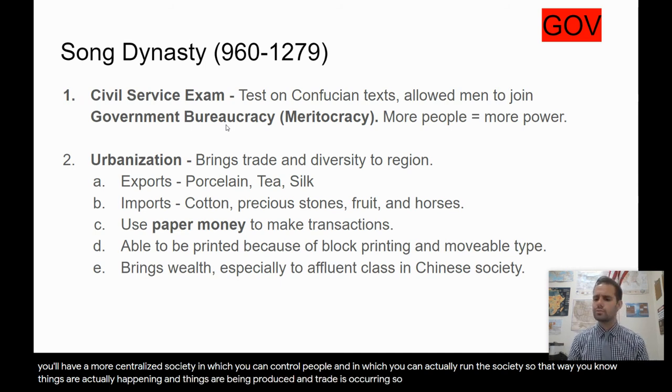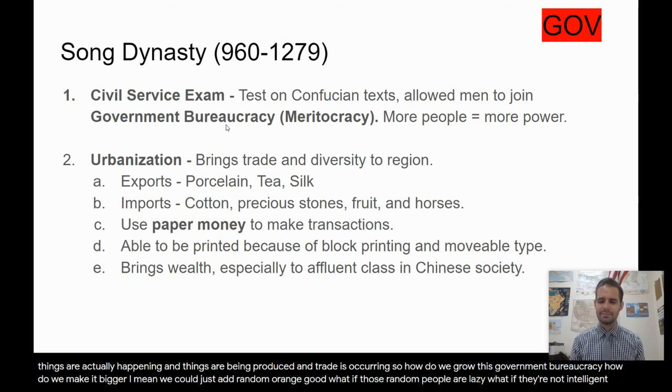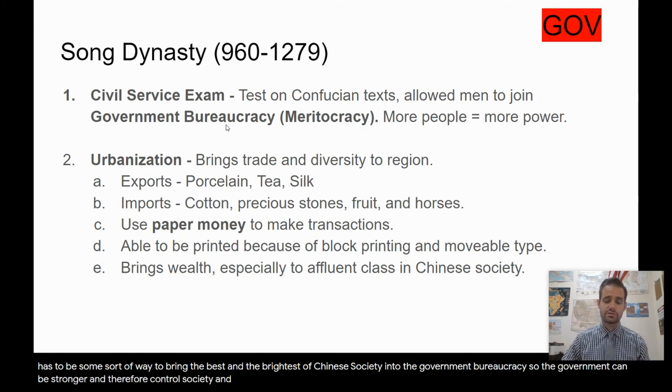So how do we grow this government bureaucracy? How do we make it bigger? I mean, we could just add random people, but what if those random people aren't good? What if those random people are lazy? What if they're not intelligent? There has to be some sort of way to bring the best and the brightest of Chinese society into the government bureaucracy so the government can be stronger and therefore control society and make sure society is good.